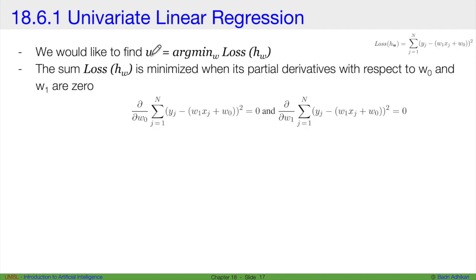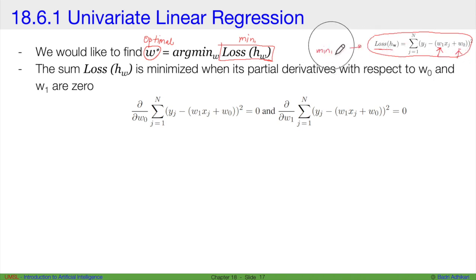In other words, what we would like to do is find the minimum value, or optimal values, of our W vector, where the loss function, our loss HW, is minimum. So this is an optimization problem. Here's our equation for loss. This is what gives us loss. We can vary W1 and W0. And here the task is, what are the values of W1 and W0 that give me the minimum loss? This is a minimization problem.